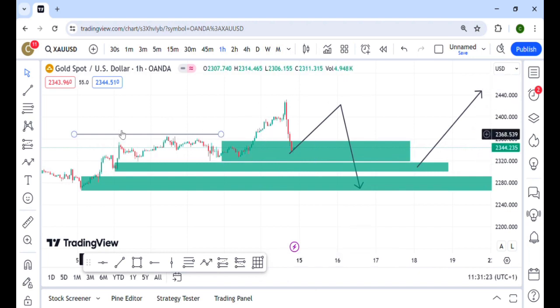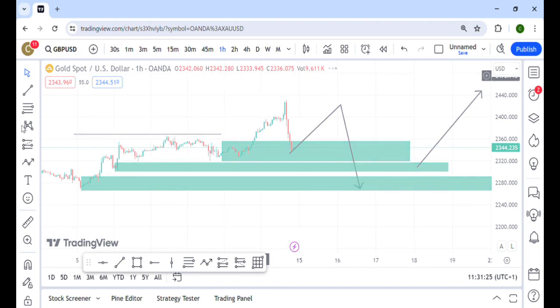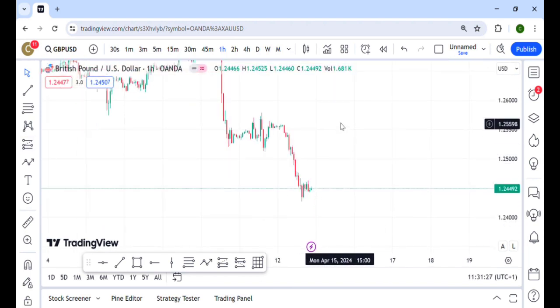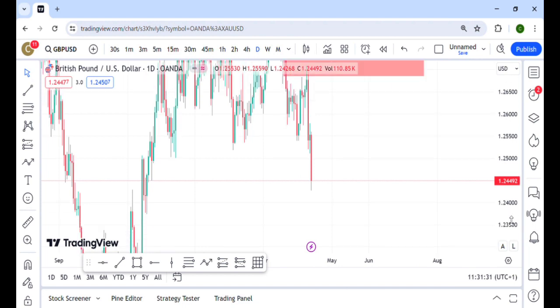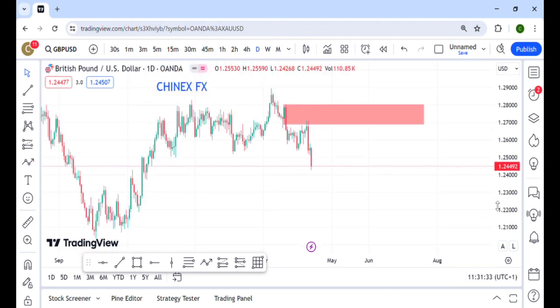So let's go down to our GBPUSD. Now on GBPUSD, on our daily time frame, you can see that this bearish order block has finally been tapped in this particular one. We waited long to expect this bearish order block, and finally I get a tap in and you move in the downward direction.